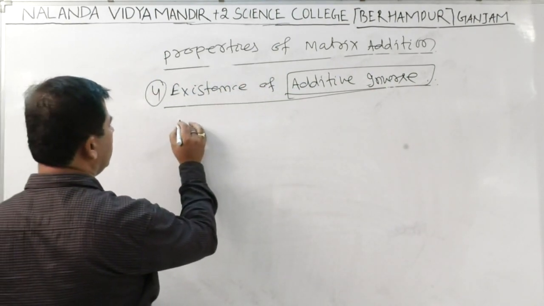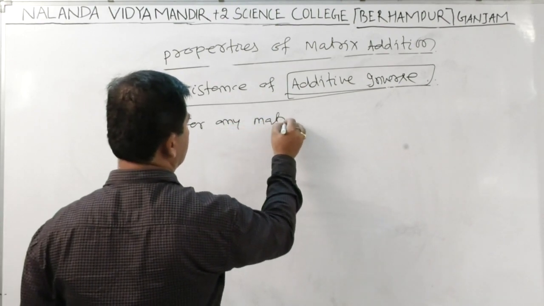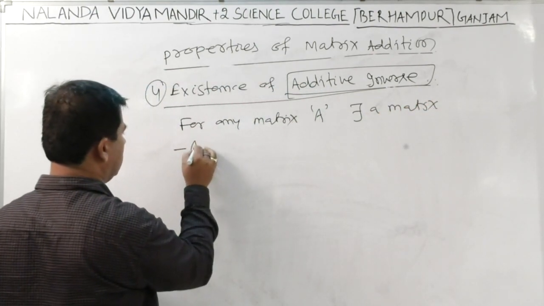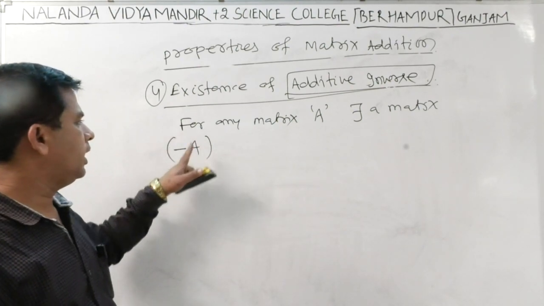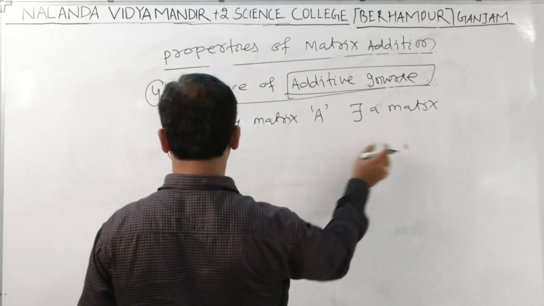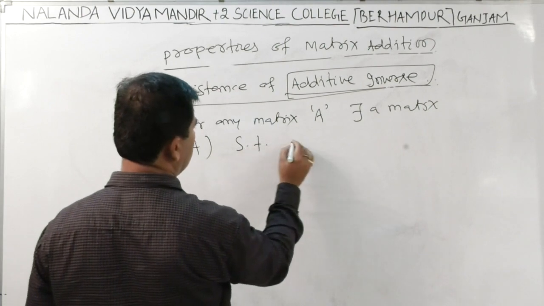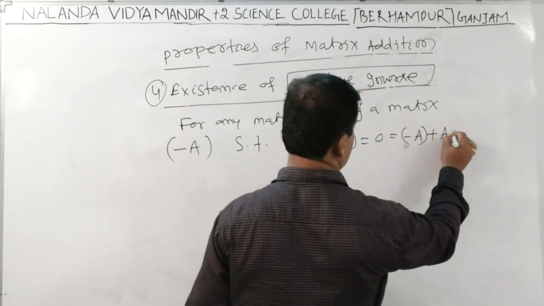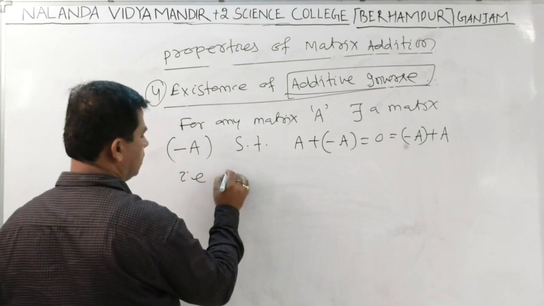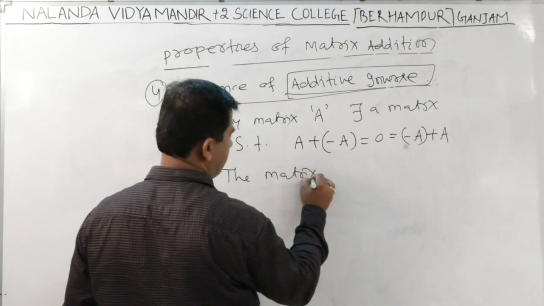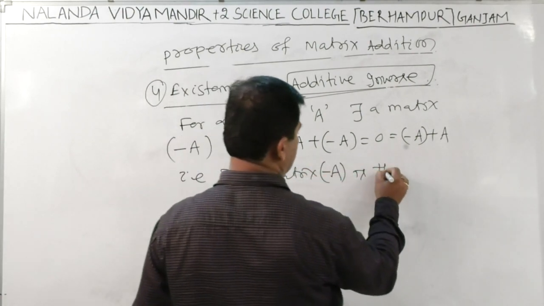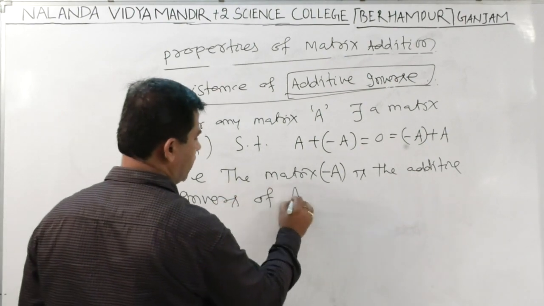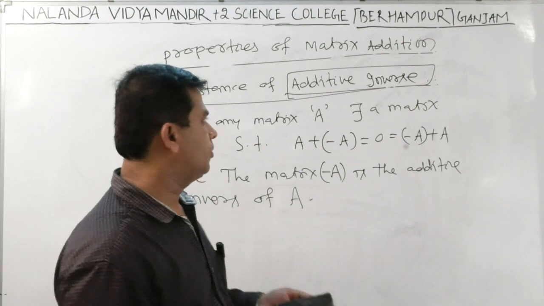Okay, for any matrix A, there is a matrix minus A, which is the negative of A. For any matrix A, there exists a minus A such that A plus minus A is equal to 0, which is equal to minus A plus A. That is, the matrix minus A is the additive inverse of A. Okay.